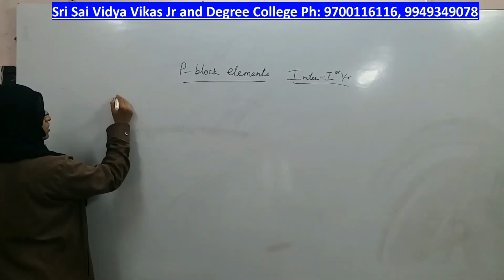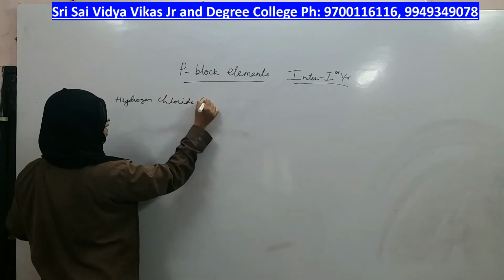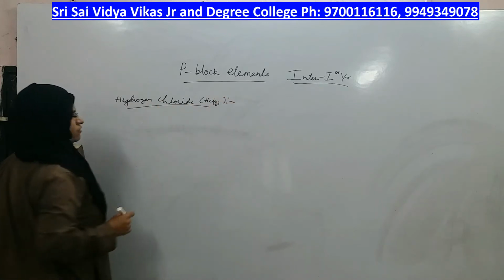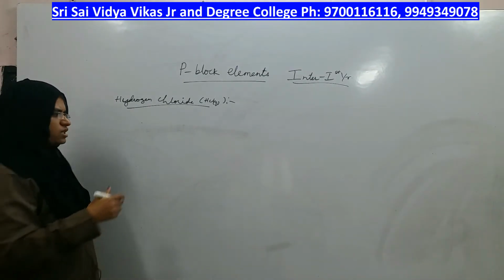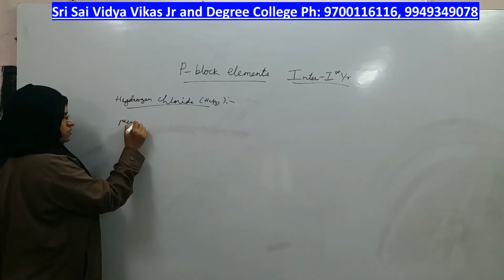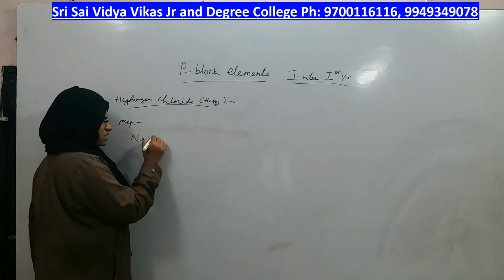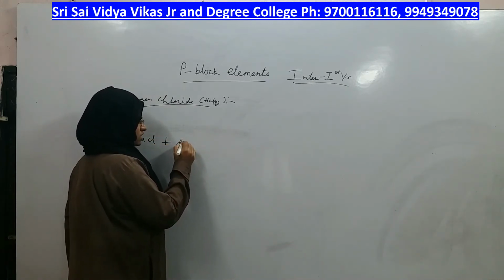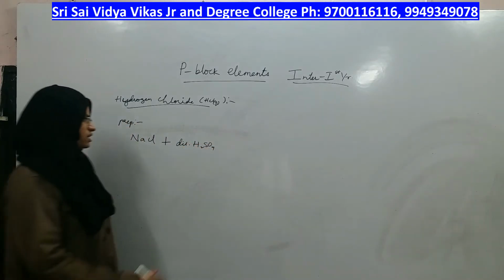Preparation of hydrogen chloride. Hydrogen chloride means HCl in the form of a gas. For every compound we have seen its preparation first, then its properties. The same has to be done even here. How can you prepare HCl? By taking NaCl salt along with dilute sulfuric acid.